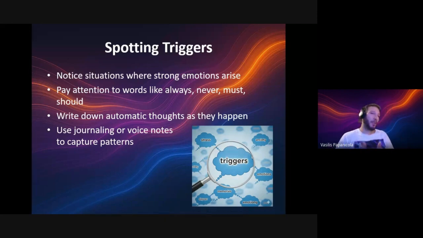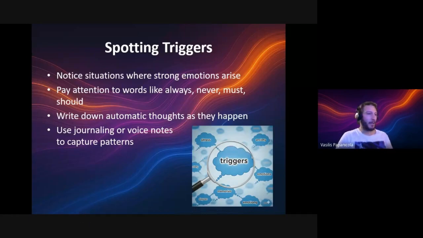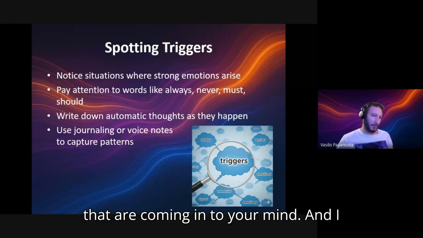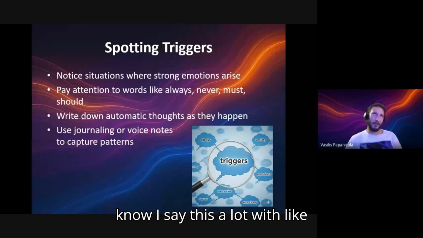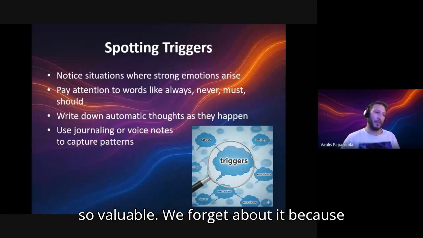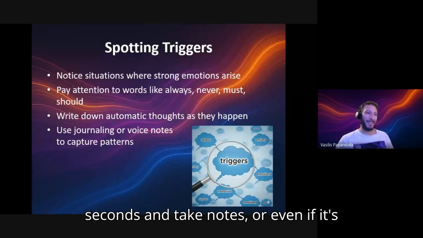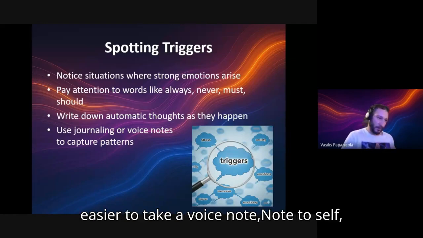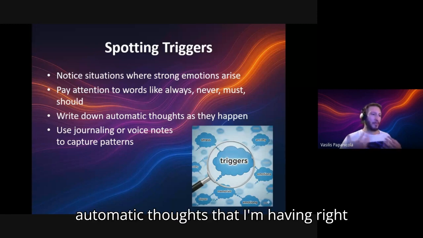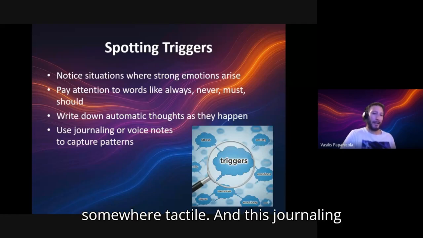So we're spotting these triggers, what do we do with it? Alex pointed out some really nice strategies there, but another strategy is just jot it down. The automatic thoughts that are coming into your mind. I know I say this a lot with reflective work, but reflective work is so valuable. We forget about it because we're always in the moment, always rushing about. If we just stop for a few seconds and take note, or even take a voice note to self, a voice memo, what are the automatic thoughts that I'm having right now, just to get them out of your head and somewhere tactile.